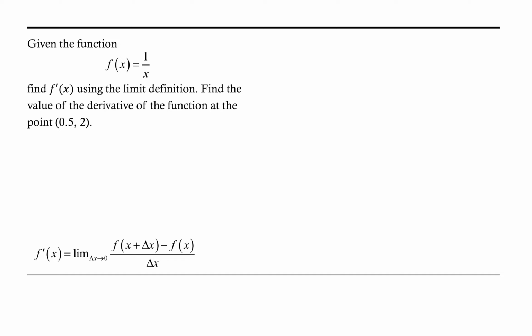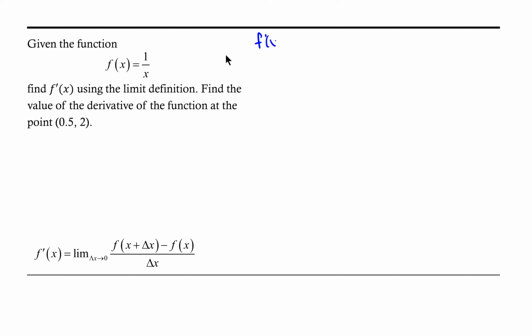Let's look at an example of using the limit definition of a derivative to find the derivative of the function f(x) = 1 over x, and then find the value of that derivative at the point (0.5, 2). So let's go ahead and get started by finding the derivative.